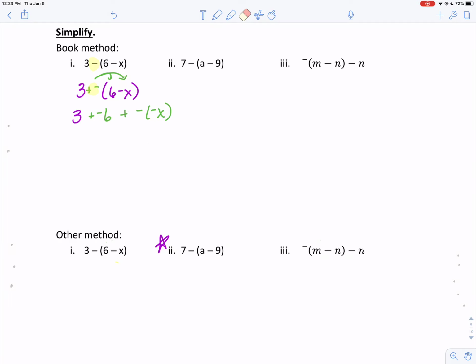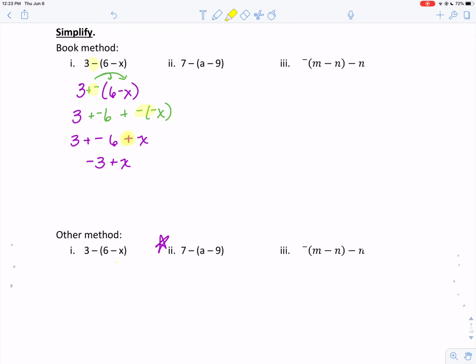So you wind up with 3 plus a negative 6 plus a negative x. Then you're going to combine those two negatives to give us the positive, and then combine your integers. I believe this book does this because they want students to understand why the x is positive.